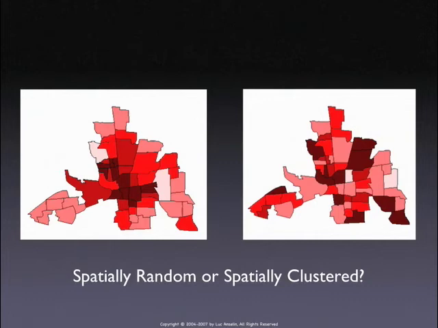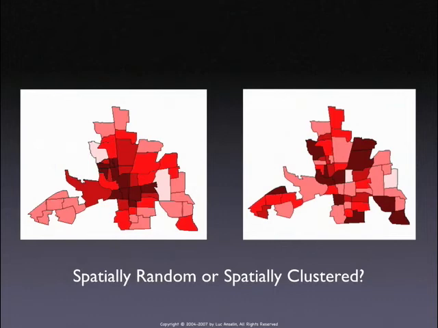This is the same table, the same numbers. But one of these maps is the real map, and one of these is a fake map. So in one of these maps, I took the 49 crime rates and just randomly put them in neighborhoods and made a map. And the other one is the true crime rates and how they look.